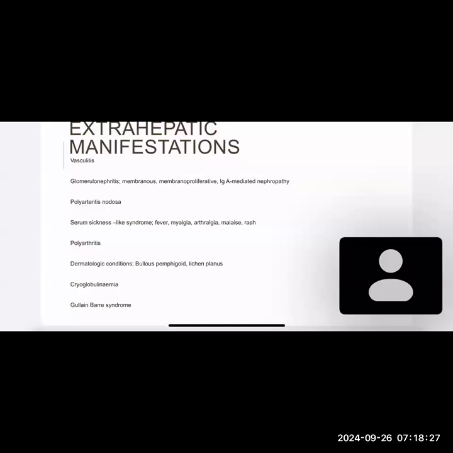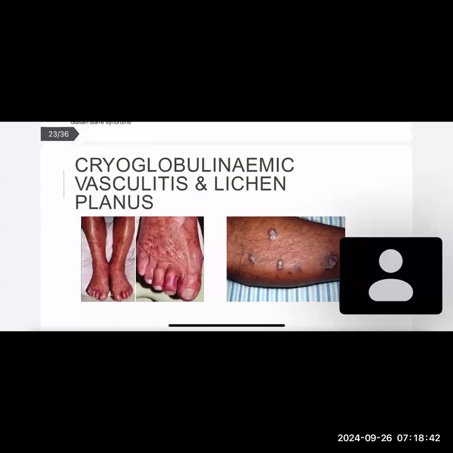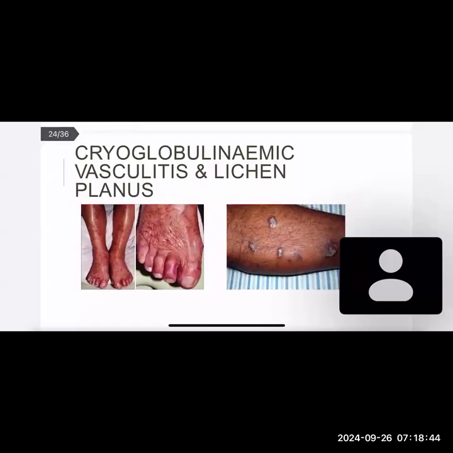Some dermatologic conditions can be seen, like bullous pemphigoid, lichen planus. They could also have cryoglobulinemic vasculitis, and then even Guillain-Barré syndrome. So this is just a picture to help us appreciate what the cryoglobulinemic vasculitis could look like on the left, and then a patient who has lichen planus.